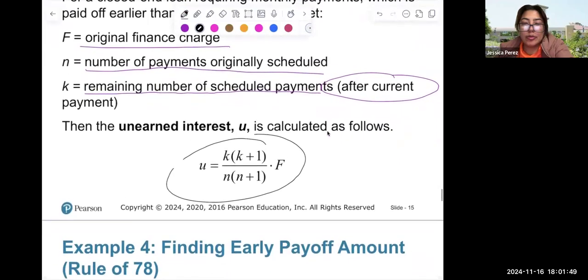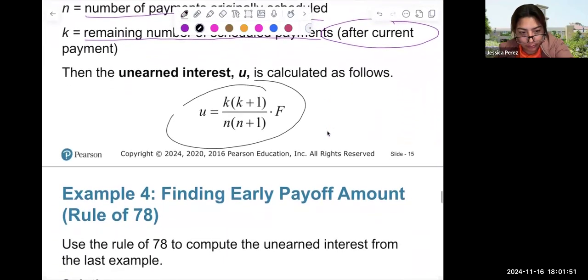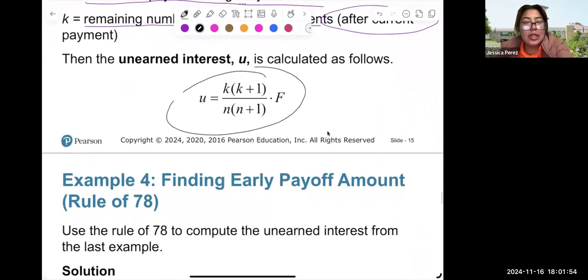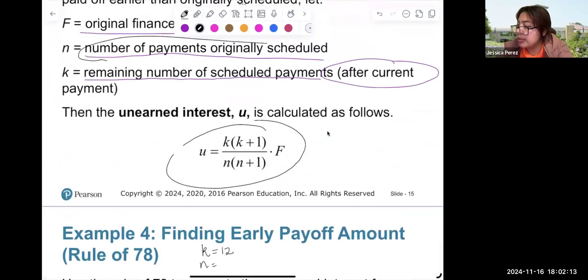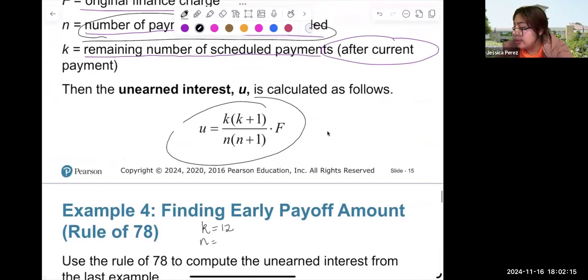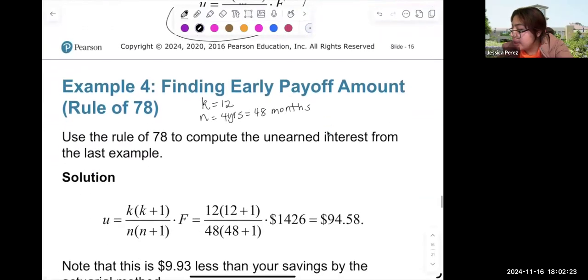So let's look at an example. Now we're going to do the same thing. We're going to use the Rule of 78 to compute the unearned interest from the last example. So what did we know? Well, we know K was equal to 12. And now N is going to be 48. Why 48? Because the number of payments originally scheduled, N, was 4 years, which is equivalent to 48 months. And then F, the amount, was 1426.